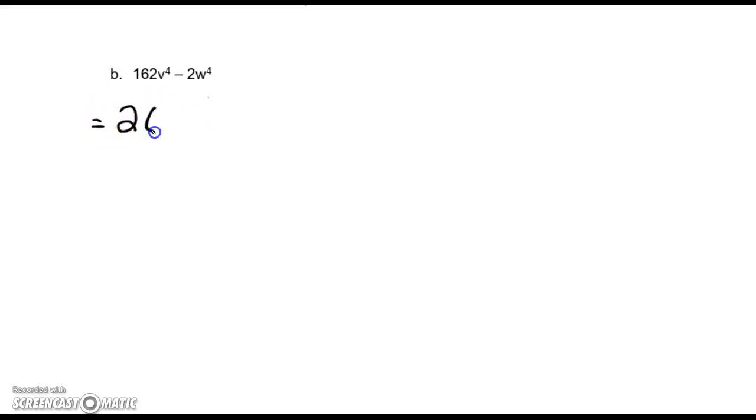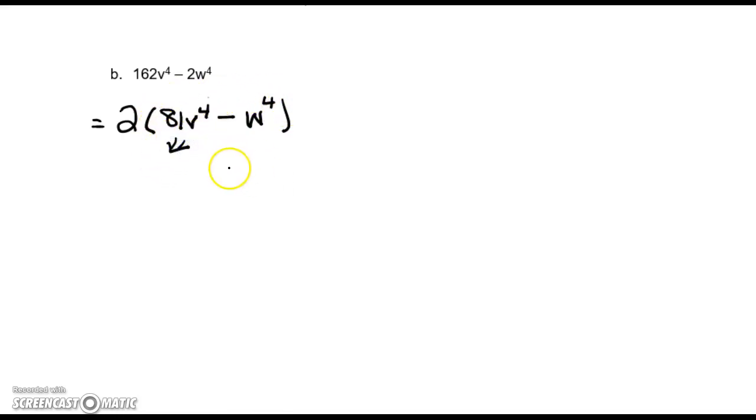So I'm going to pull out a common factor of 2, which means I'm going to divide each term by 2. So 162 v to the power of 4 leaves me with 81 v to the power of 4. Then our second term, negative 2 w to the power of 4, divided by 2 gives us negative w to the power of 4. Now we can notice that inside our binomial we have a difference of squares. 81 is a perfect square, v to the power of 4 is a perfect square, and so is w to the power of 4. So now we can use our difference of squares on the binomial inside our brackets.